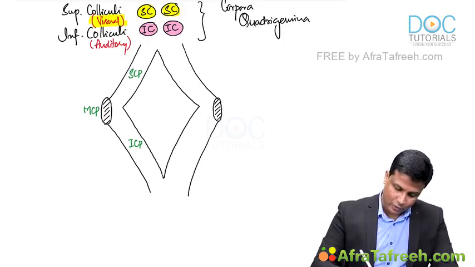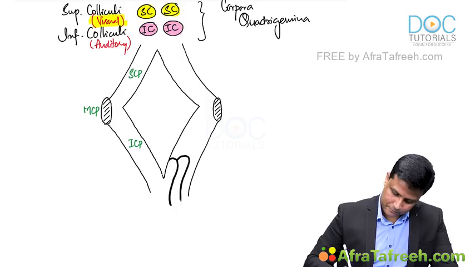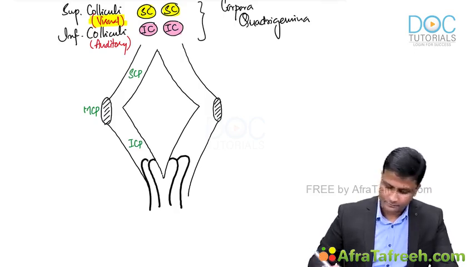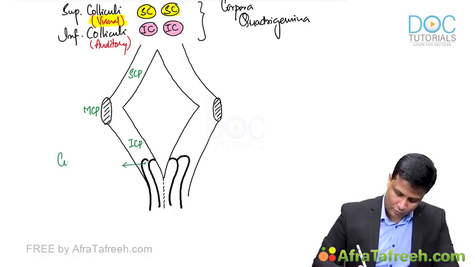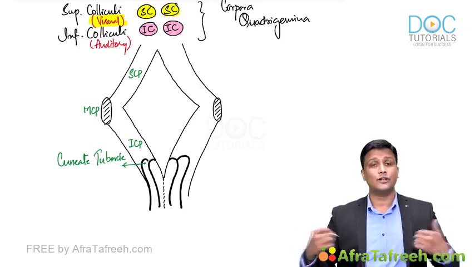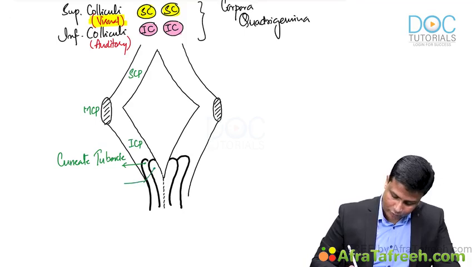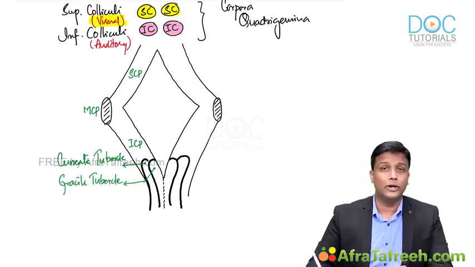And not only this, below what do you have here, as I told you, there will be a tubercle here, guys. On either side you'll be having a gracile tubercle and the cuneate tubercle. The gracile tubercle and the cuneate tubercle. So let me even mention their names also. On the more lateral side, what do you have, is it cuneate or gracile? I told you the way to remember this one. Cuneate, those fibers are coming from the upper limb, so it's more lateral, and gracile will be more medial. That is gracile tubercle. So all these are going to form the boundaries of the fourth ventricle.